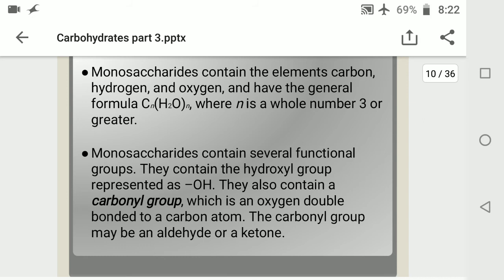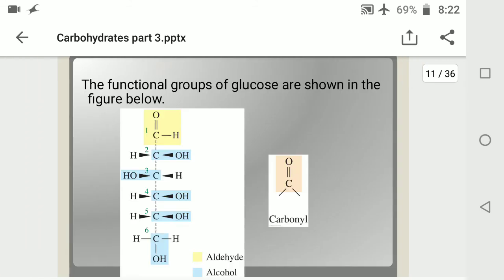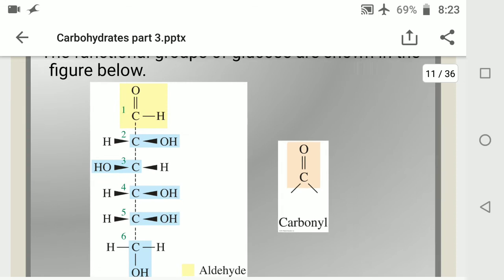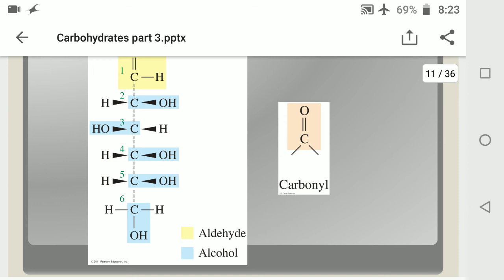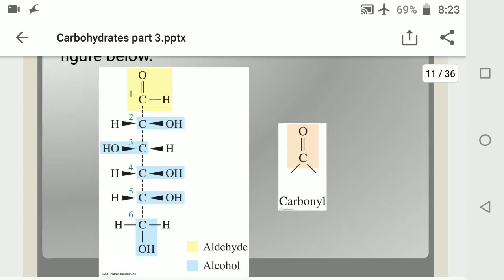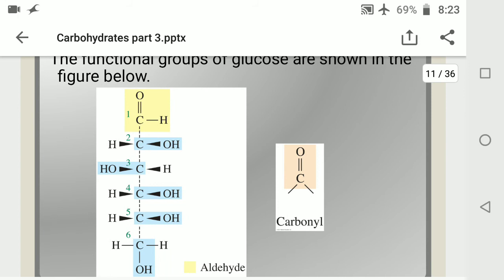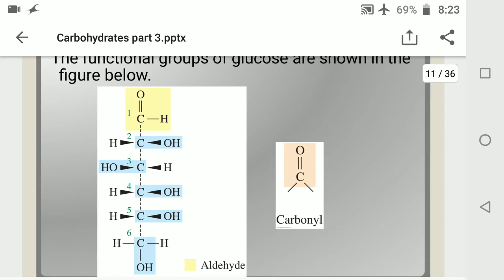Monosaccharides contain several functional groups. They contain the hydroxyl group represented as OH. They also contain a carbonyl group, which is an oxygen double bonded to a carbon atom. The carbonyl group may be an aldehyde or ketone. The functional groups of glucose are shown in the figure. This yellow color is showing the aldehyde and this blue is alcohol. This O double bond C is the carbonyl group. So it is CHO, that is an aldehyde.